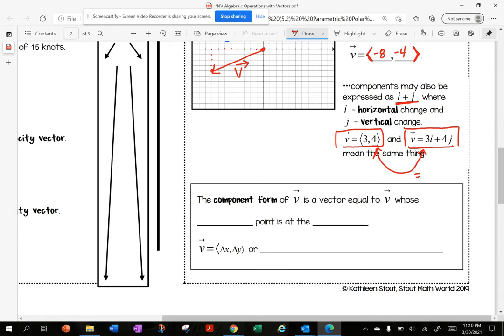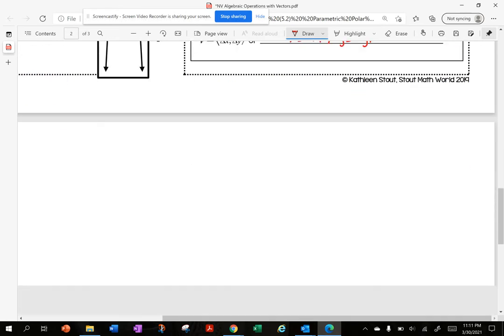Okay, so the component form of a vector is equal to the initial point at the origin, and my vector is the change in x by the change in y, or I can subtract. So x2 minus x1 and y2 minus y1. I'm just finding a distance. So I subtract to find a distance. My 2 points are x1, y1 and x2, y2. So I'm subtracting to find the distance horizontally and vertically.